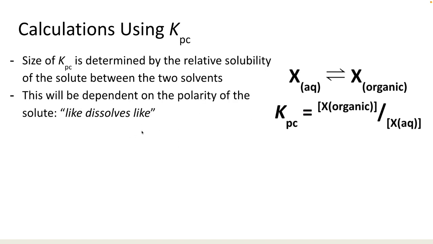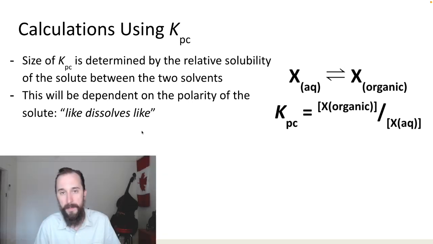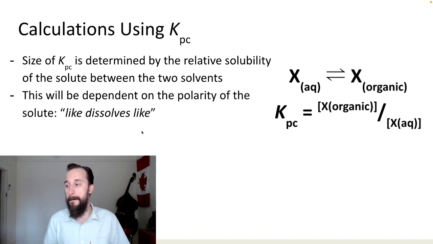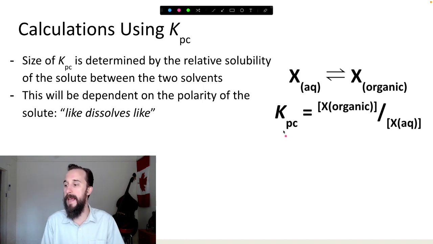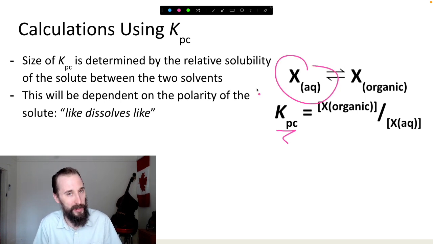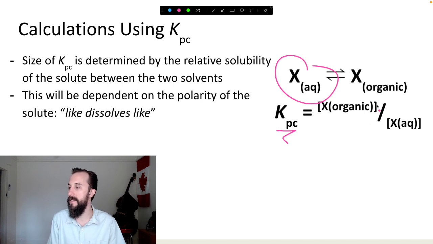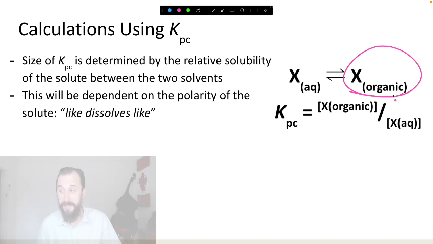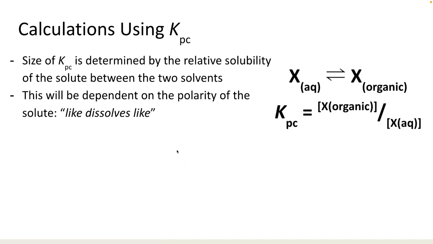Think back to the idea that like dissolves like. Non-polar substances dissolve non-polar substances. Polar substances dissolve polar substances. So, if our KPC, our partition coefficient value, is telling us it wants to be in the aqueous phase, that implies it's going to be a polar substance. Likewise, if it's favouring the organic layer, then that tells us it's a non-polar substance. In this instance, our units are going to cancel out when calculating the partition coefficient.